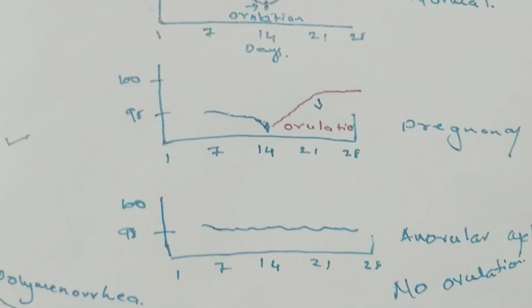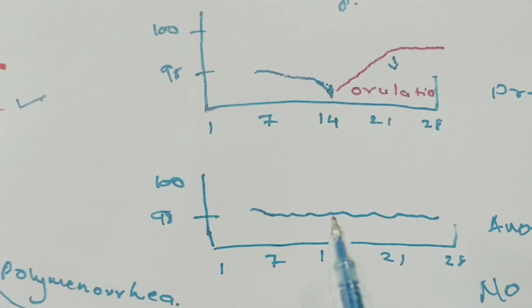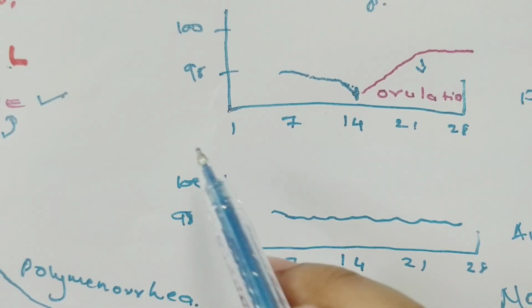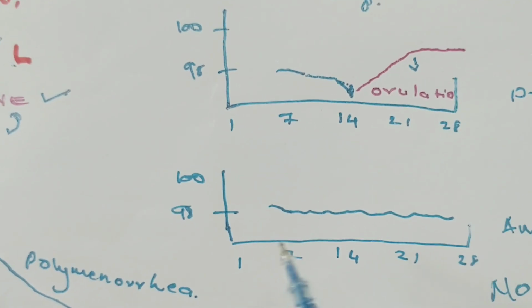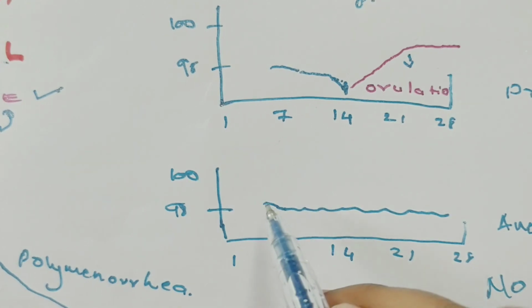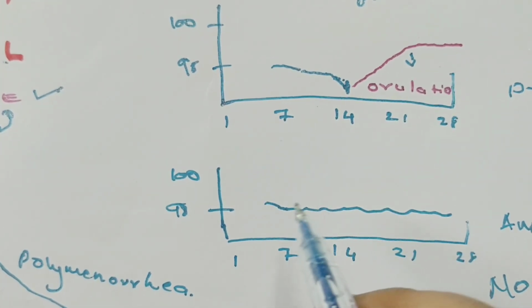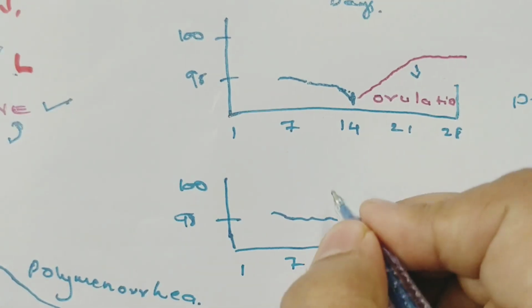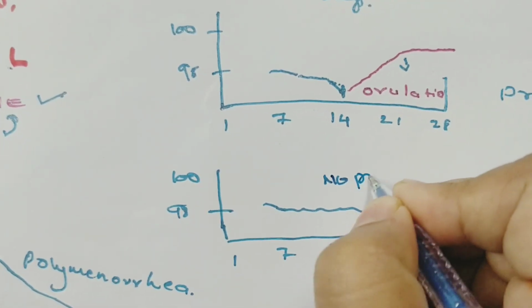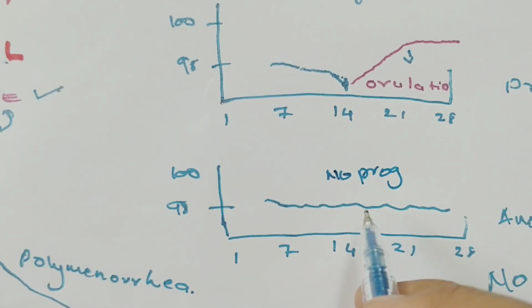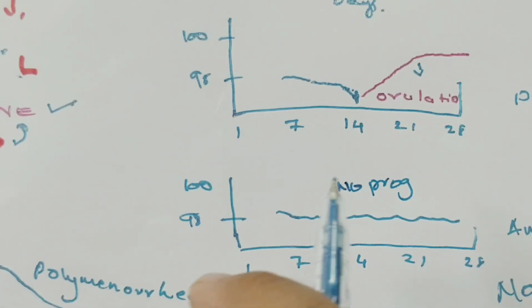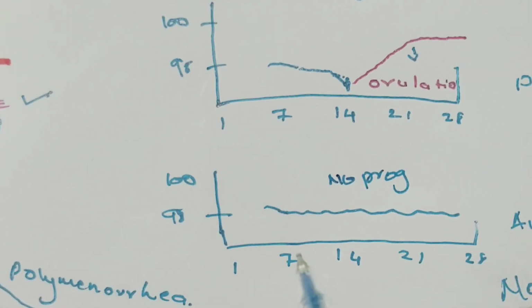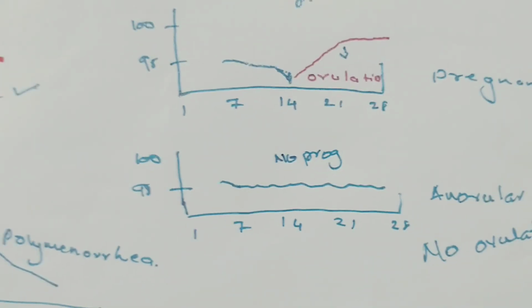Now let's move to another example. Don't look at the answer. This is the temperature chart, and these are the days. When there is no ovulation, the body temperature remains the same. There is no progesterone, so the temperature of the body remains the same, like a man. There is no fluctuation in the body temperature. This is known as an anovulatory cycle, or no ovulation.